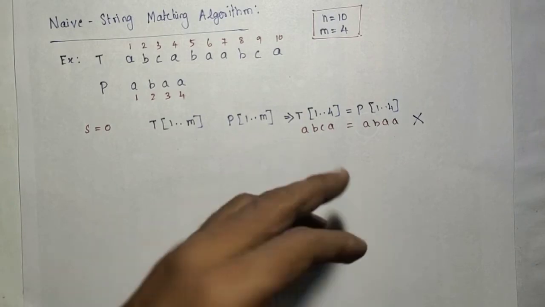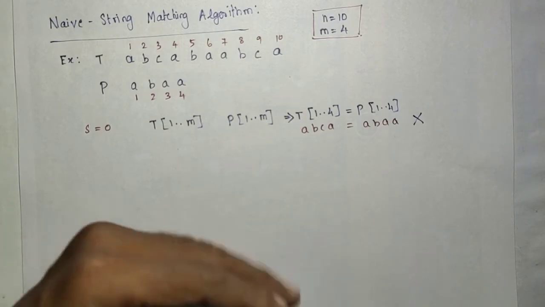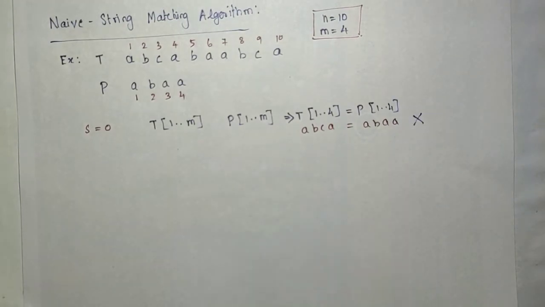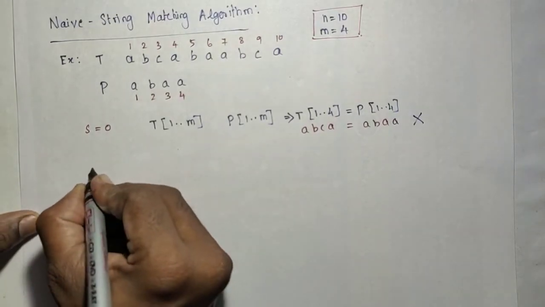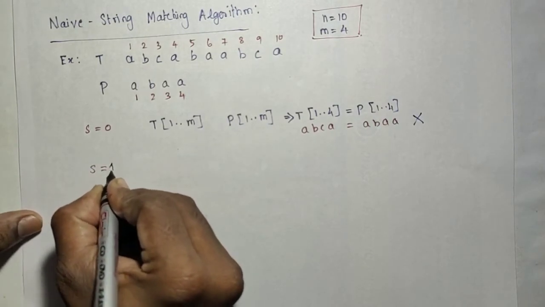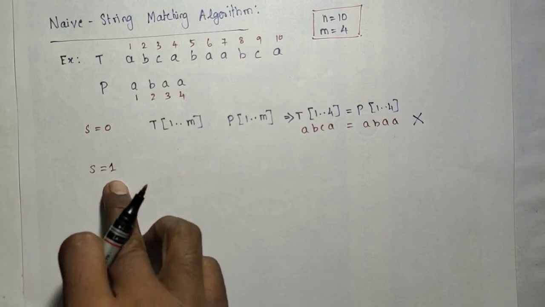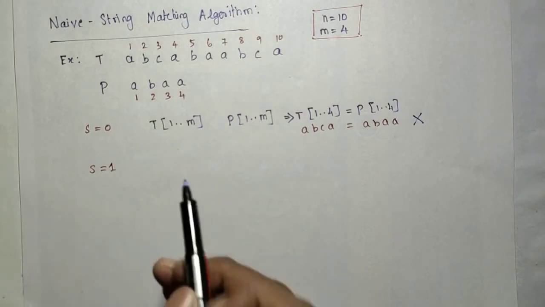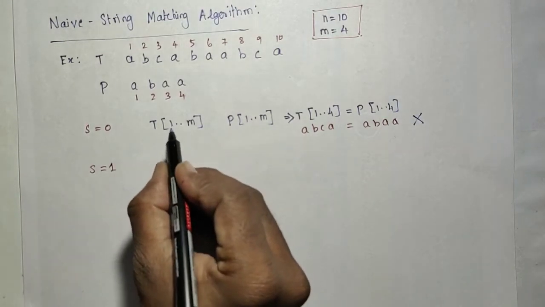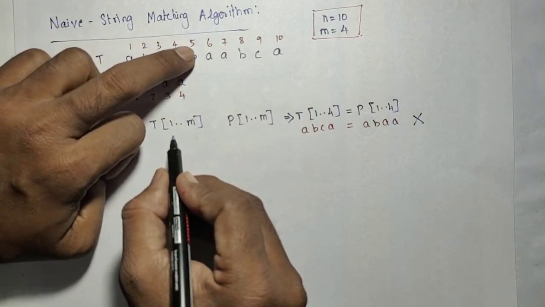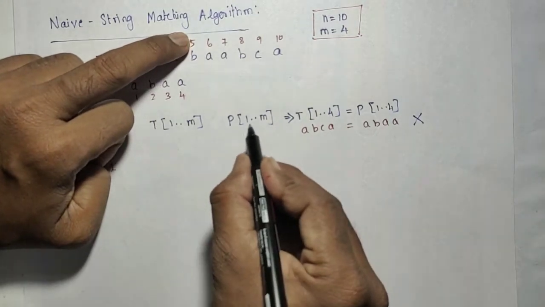If it is not equal, or a match is not found, then we need to go for the next iteration. Next iteration means shift number 1. So I need to shift the characters. How many characters are to be shifted? 1 character. It means I need to start comparing t of 2 to 5 with p of 1 to m.